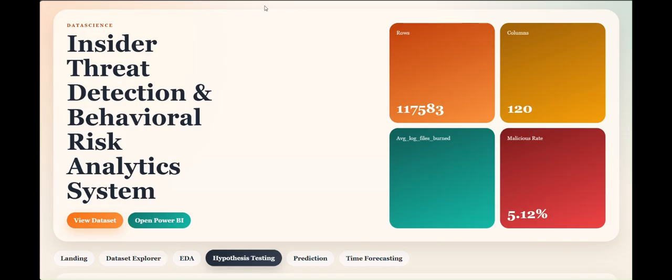So, firstly, this tells us how many rows are there in our data. There were 1,17,583 rows in our data, and 120 columns, which are the features of employees, strongly linking to maliciousness or not. Then the overall malicious rate of our dataset was 5.12%.